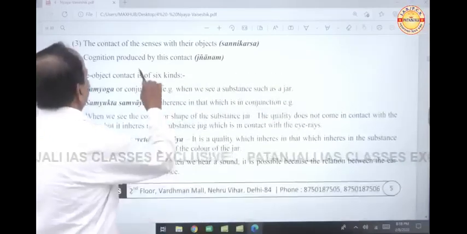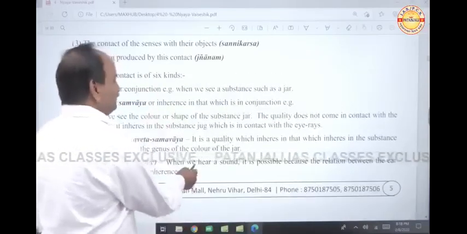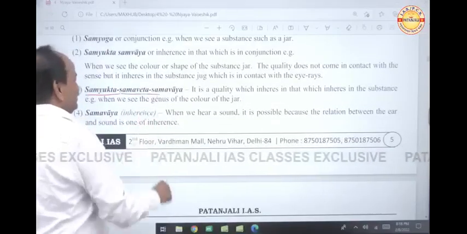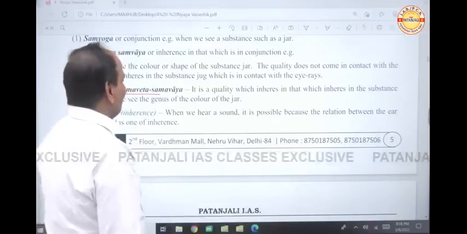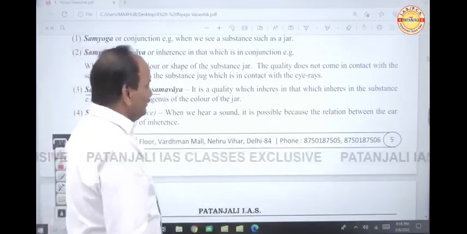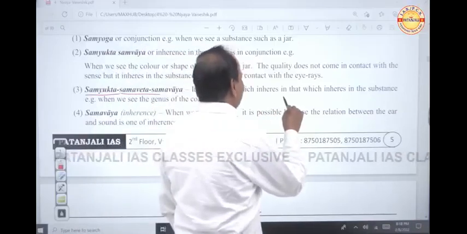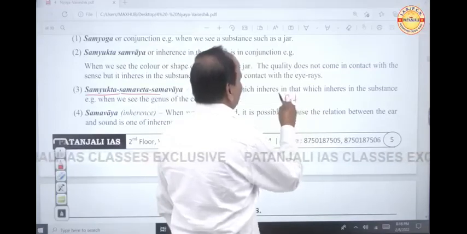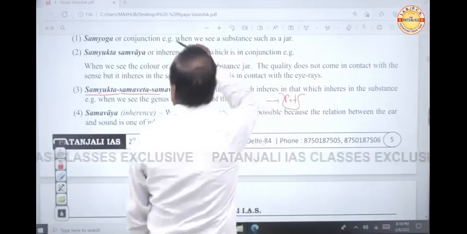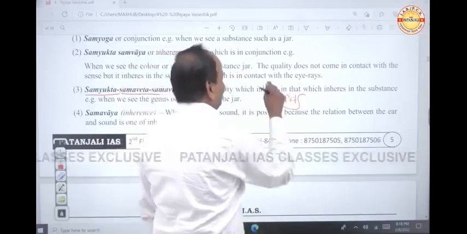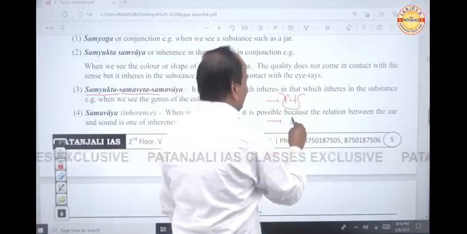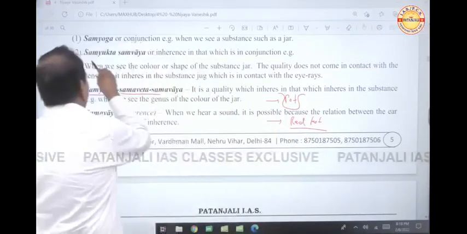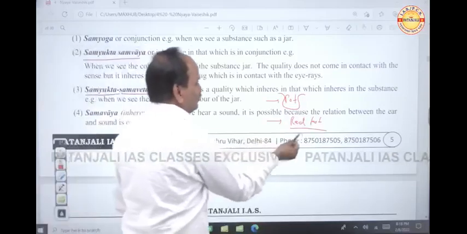See, first we have seen. Okay, third one is sanyukt samaveta samavaya. Now look, first of all, your eyes are coming into contact with the jar, the pot. So this is a pot. So this is sanyog. Directly your eyes are coming into contact with the pot. You are saying pot. Now you are saying that this one is a red pot. Red pot, so this becomes the second one, sanyukt samavaya. Redness is associated with this one.